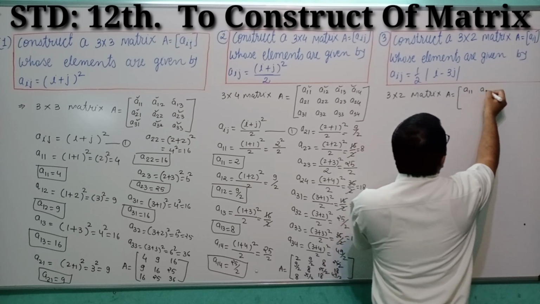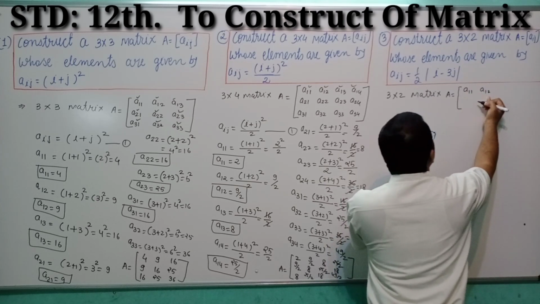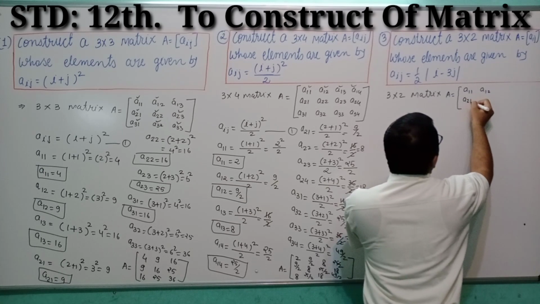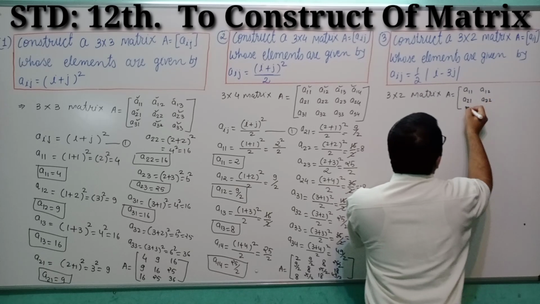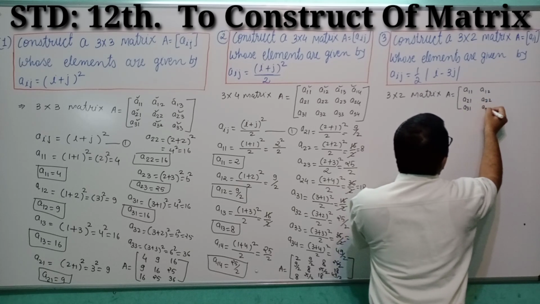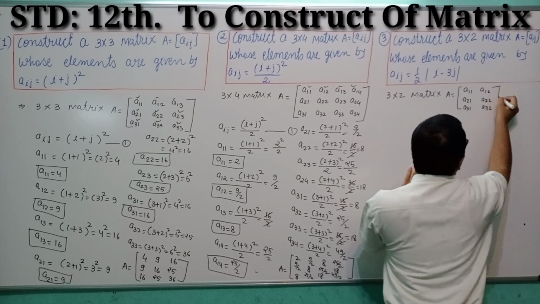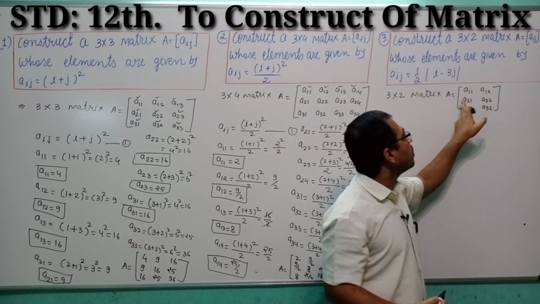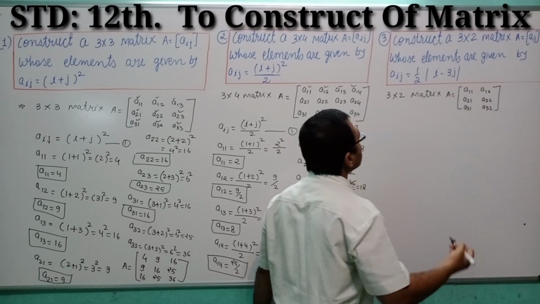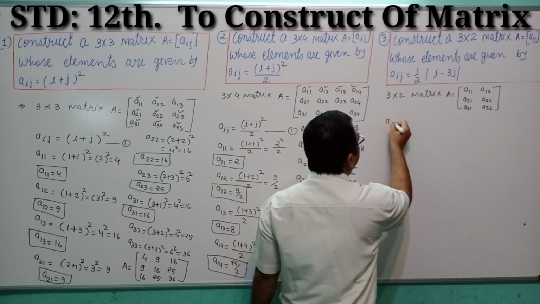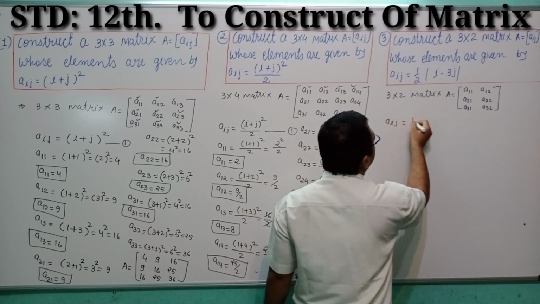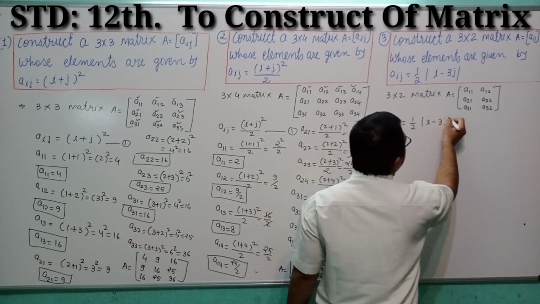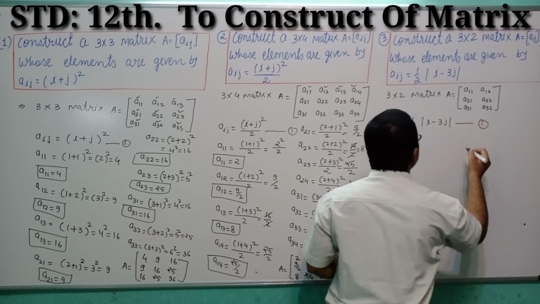A11, A12. 3 rows, 2 columns, 1 column, 2 column, right? A21, A22, A31 and A32. Students, this is the desired matrix of order 3 by 2, 3 rows and 2 columns. So as per the equation, Aij equals 1 by 2 modulus of (i minus 3j). Suppose this is equation 1.